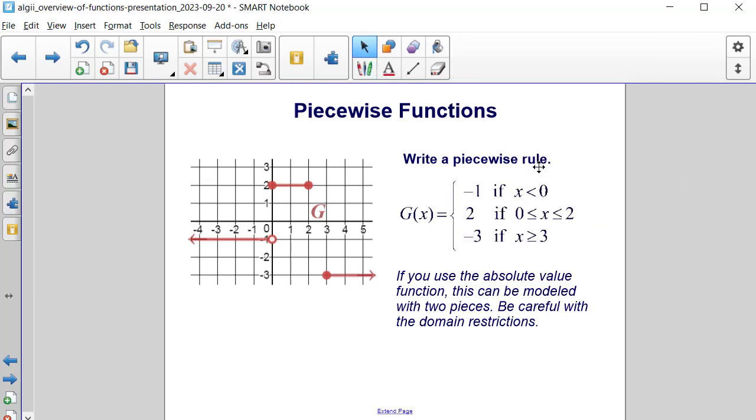And here's the solution for the piecewise rule that models this function. It's -1 if x is less than 0. It is +2 for x values between 0 and 2, including both endpoints. And it's -3 if x is greater than or equal to 3.